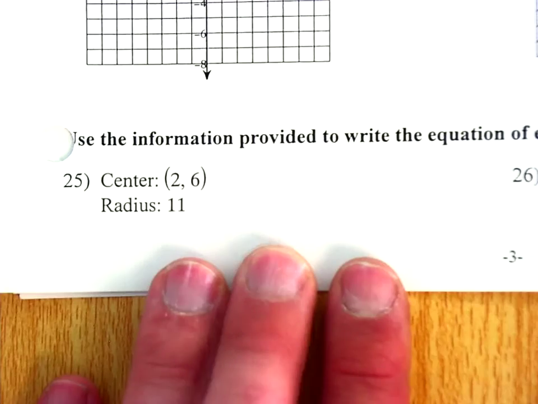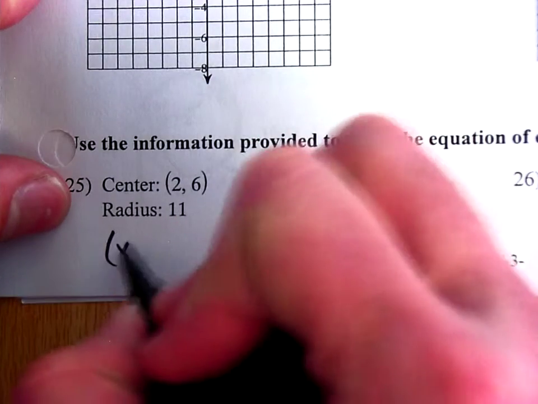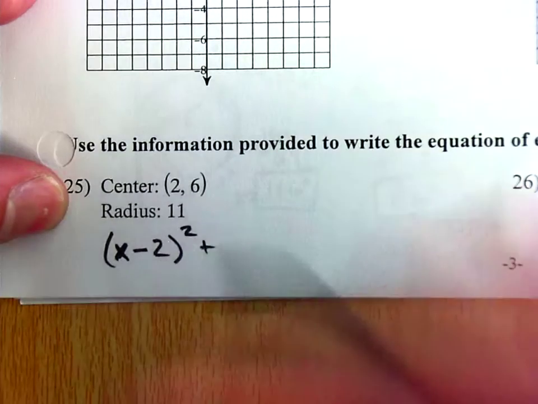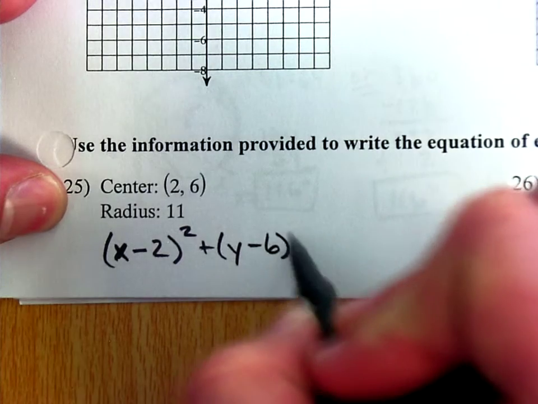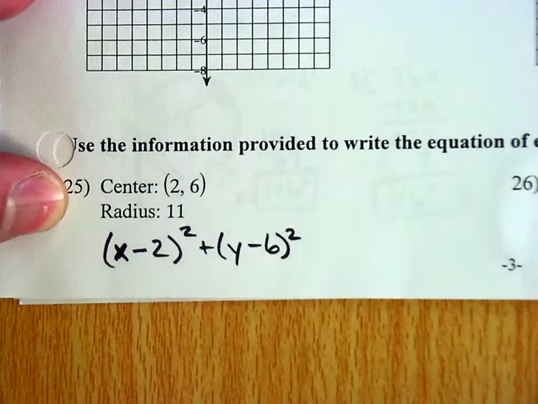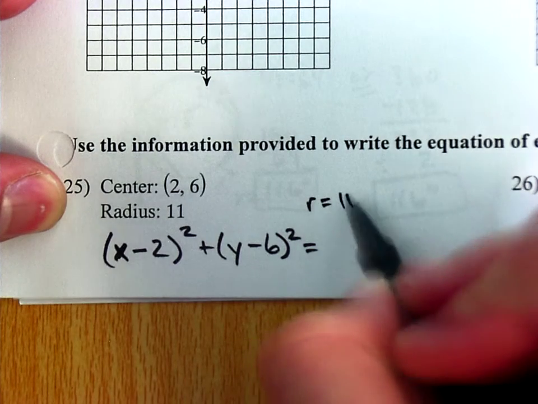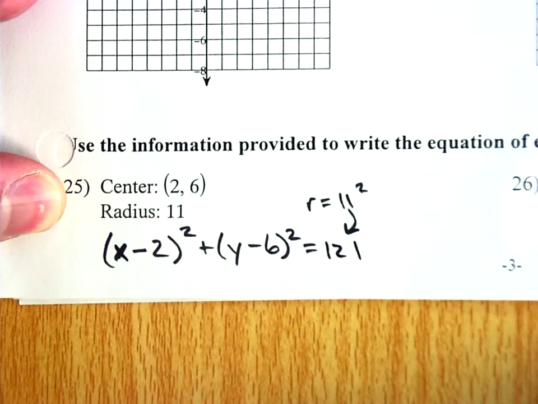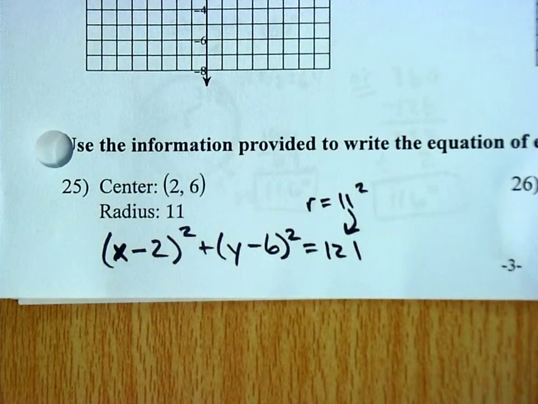Okay, last two on our worksheet. This time they want us to write the equation. So here's the center. We have a +2. That means we're going to do x minus 2 squared. Right? We just switch the sign. Plus y minus 6 squared. Again, just switch the sign. Equals r squared. Well, if r is 11, we're just going to square it. So 11 squared is 121. And that's actually it. That's the whole problem. And you'll have two just like that on the test.